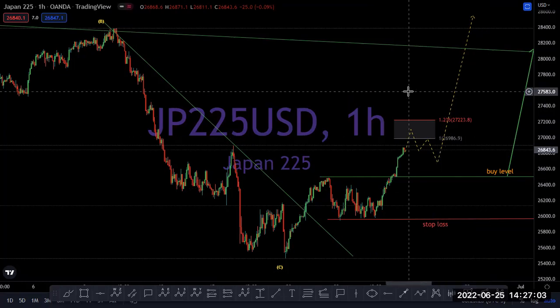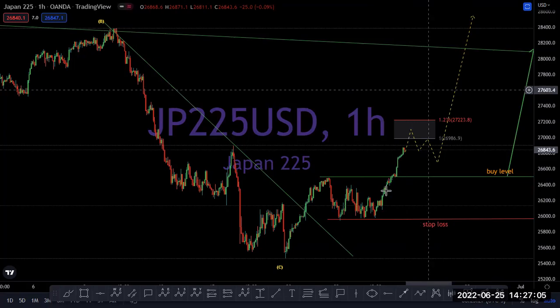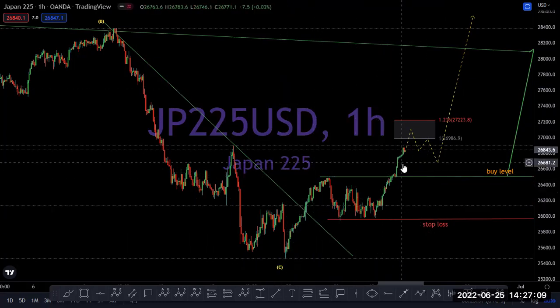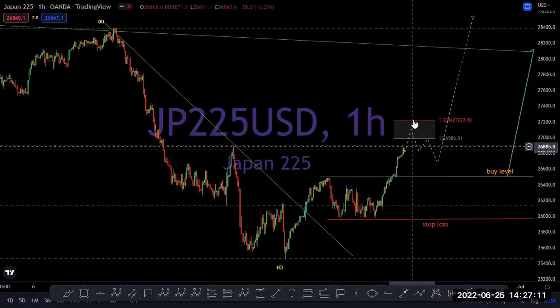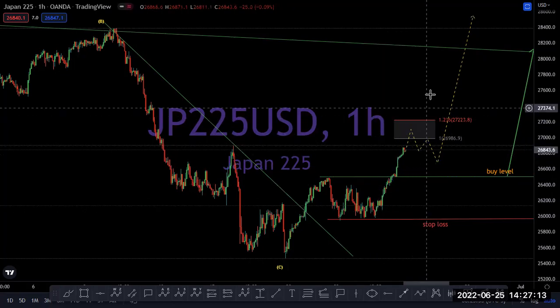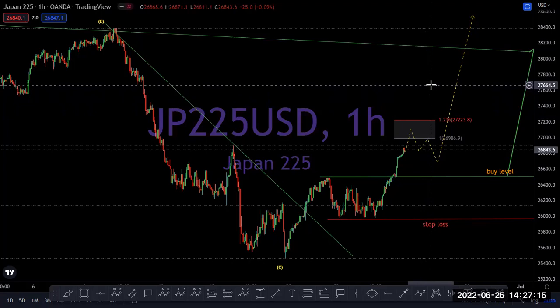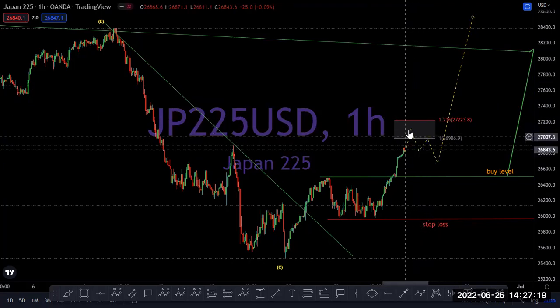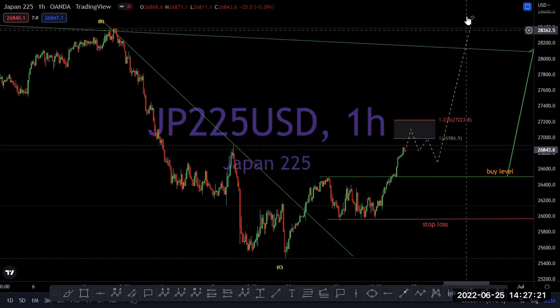Now, why am I showing you this? You need to be cautious. If this is wave 1, ABC is 2, then this wave 3 will definitely break this level and go higher. Even if it turns around here, it will give us a correction and continue going higher.